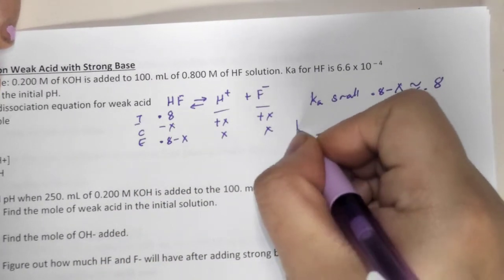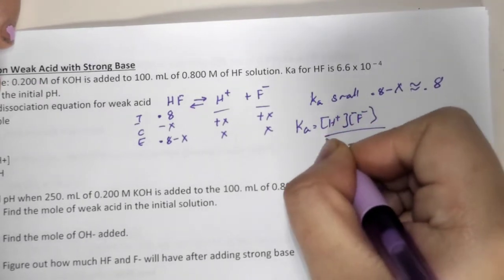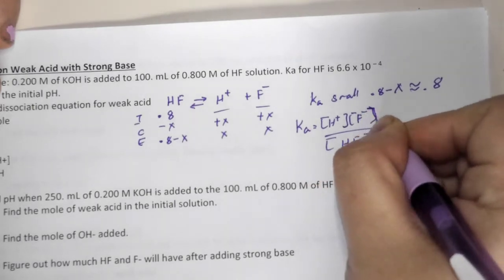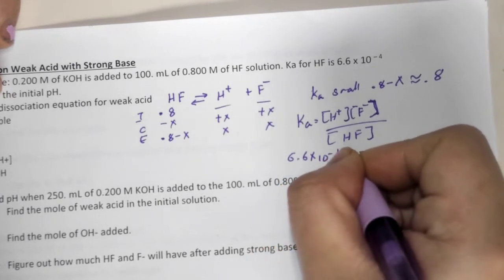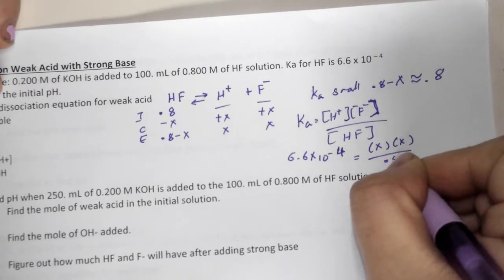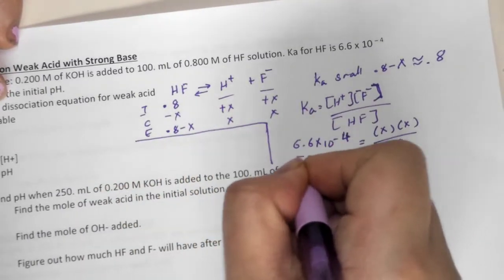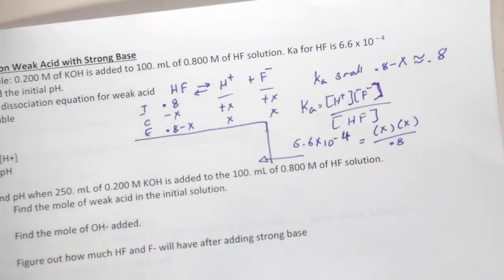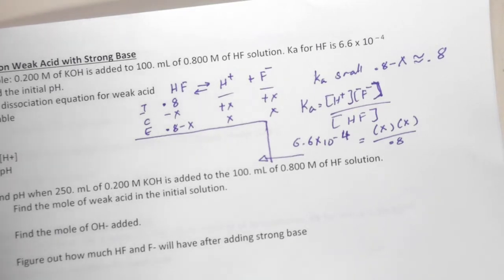So therefore, Ka equals concentration of H plus times F minus, remember, product over reactant. Brackets, don't forget that. All right, let's plug it in. 6.6 times 10 to the negative 4 equals x squared divided by 0.8. You're gonna solve for x. Okay, so I have no room. I'm gonna carry on this way. I'm solving for x, so 6.6 times 10 to the negative 4 times 0.8. Don't forget the square root so that you find x.